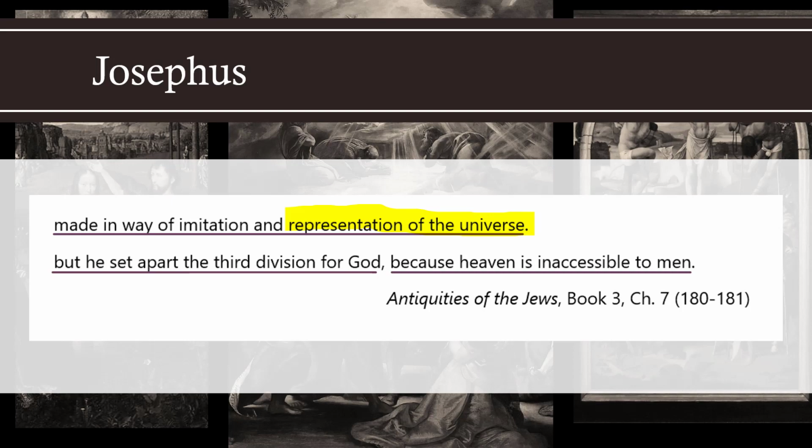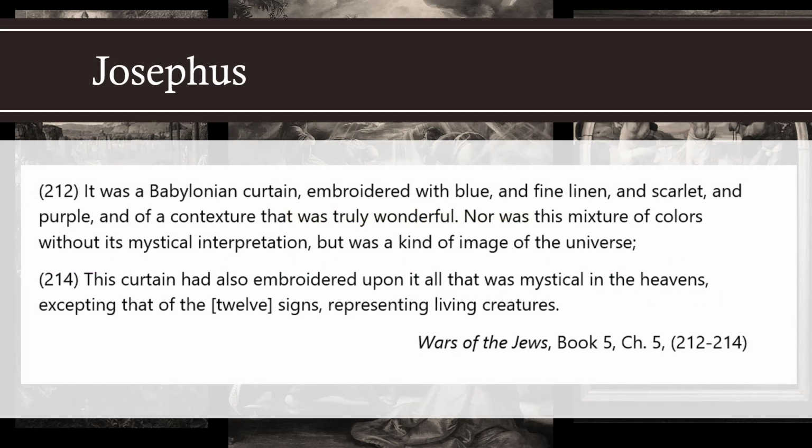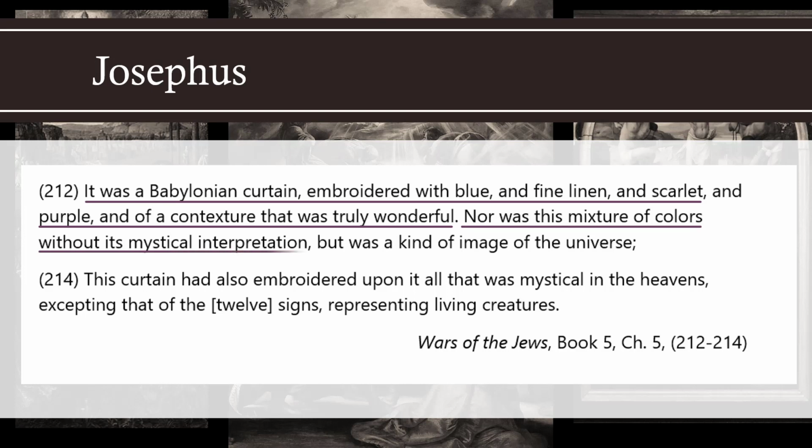Now he goes on to describe the temple veil, and he says, "It was a Babylonian curtain embroidered with blue and fine linen and scarlet and purple, and of a contexture that was truly wonderful. Nor was this mixture of colors without its mystical interpretation, but it was a kind of image of the universe." So that temple veil represents the heavens. "This curtain had also embroidered upon it all that was mystical in the heavens."